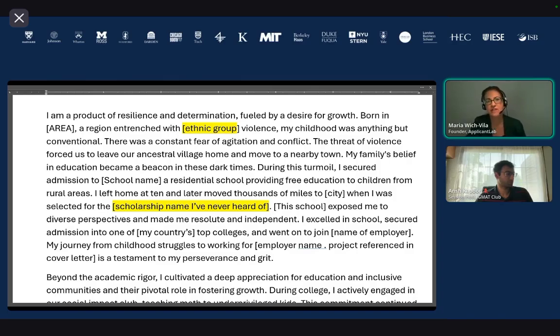The threat of violence forced us to leave our ancestral village home and move to a nearby town. My family's belief in education became a beacon in these dark times. During this turmoil, I secured admission to some sort of school that they won a scholarship to, and I moved really far away. I moved thousands of miles away. And then I was selected for the Doc Brown, Marty McFly scholarship.